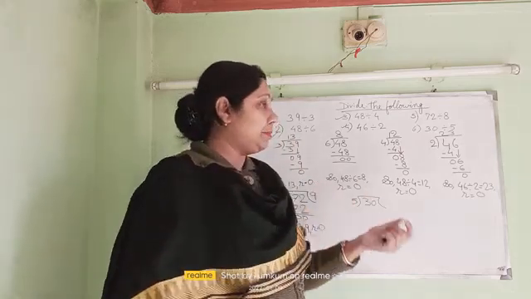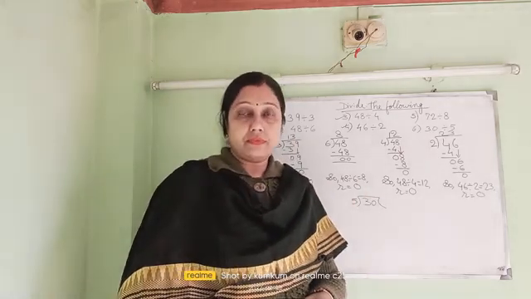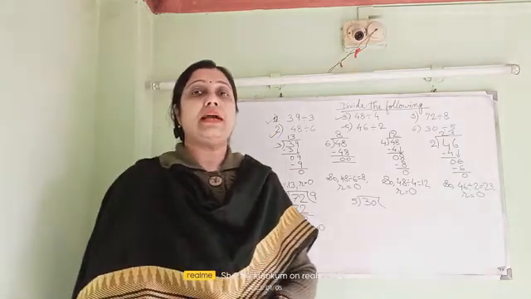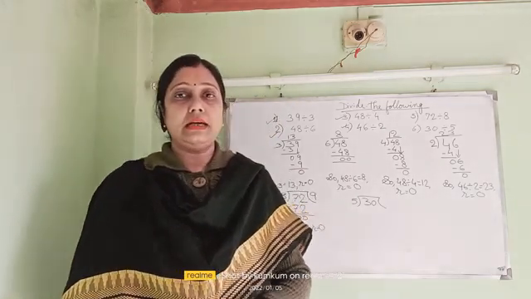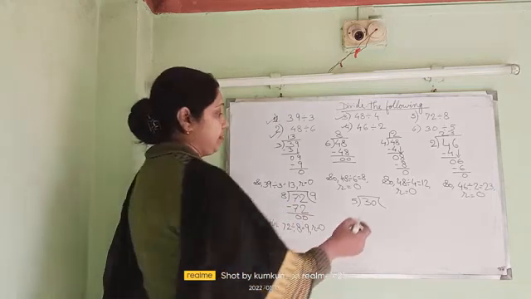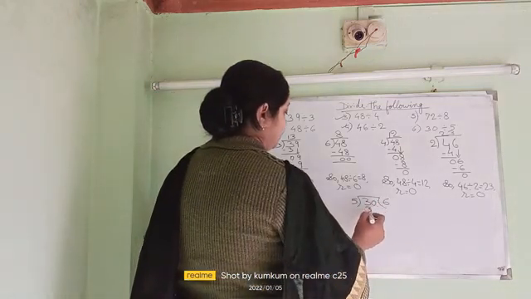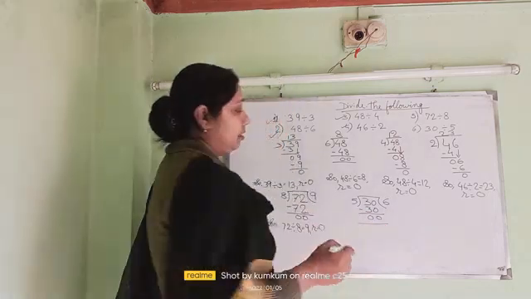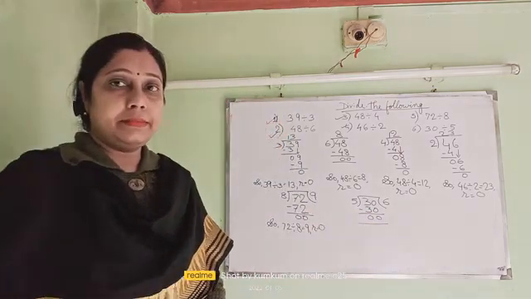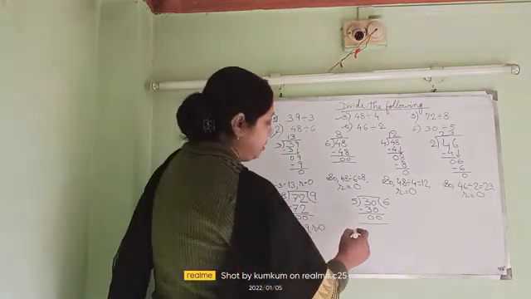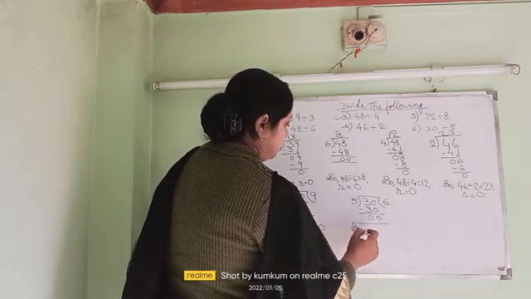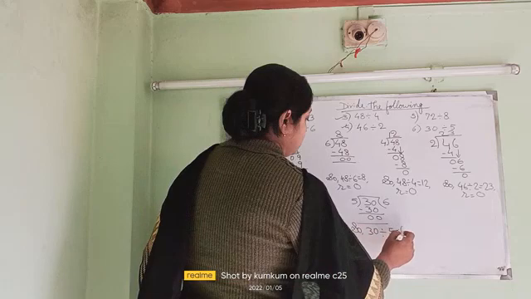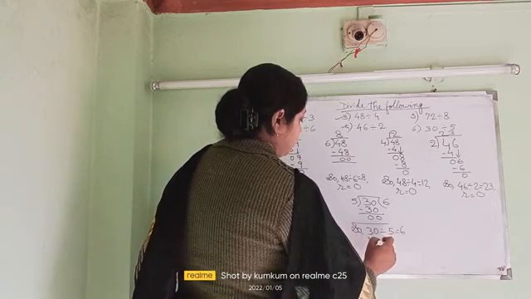Now we will read the table of 5. 5 1s are 5, 5 2s are 10, 5 3s are 15, 5 4s are 20, 5 5s are 25, 5 6s are 30. We are going to subtract. Now see, the answer came 6. So I am going to write below. So 30 divided by 5 equal to 6 and r equal to 0.